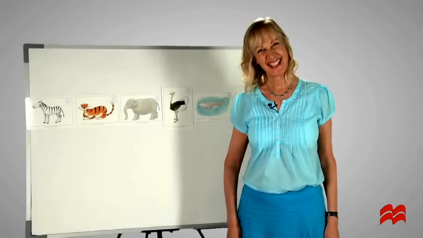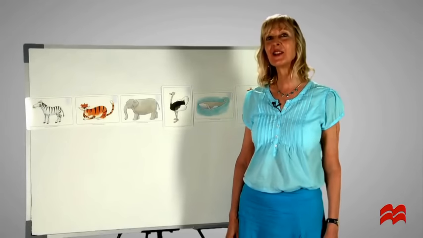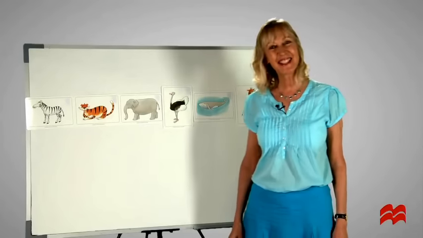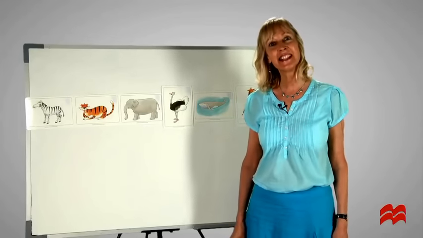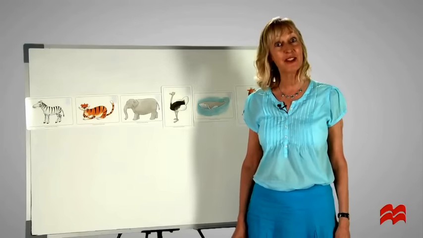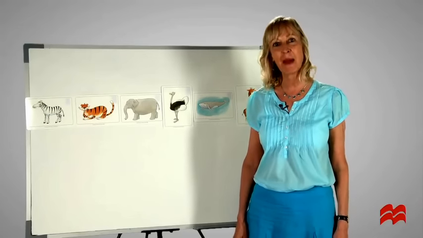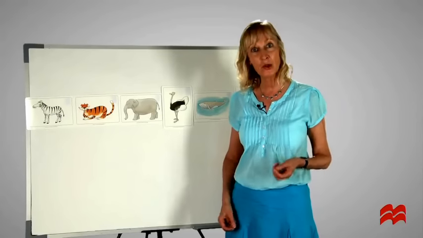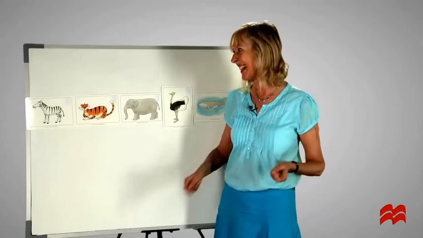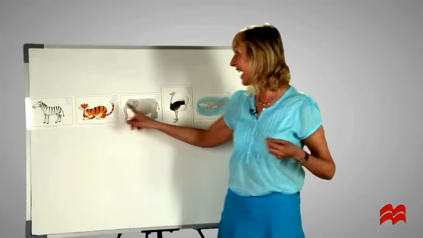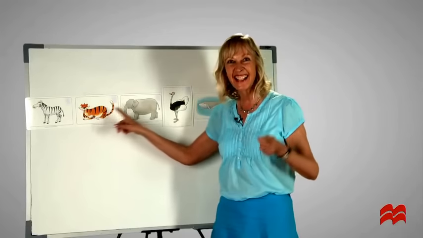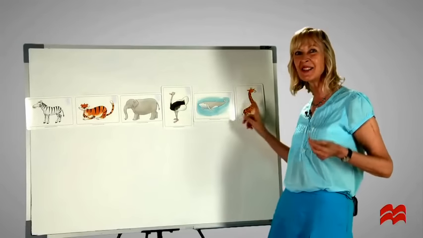Play magic eyes. Stick the flashcards that you're going to use in a row on the board. Six is a good number to use, as this is within the number that children can retain in their short-term memory. Get the children to repeat the words with you in a rhythmic way. So, zebra, tiger, elephant, ostrich, whale, giraffe. And zebra, tiger, elephant, ostrich, whale, giraffe.